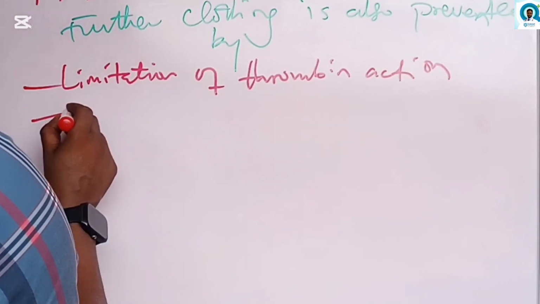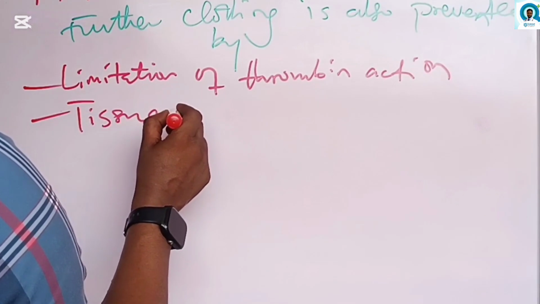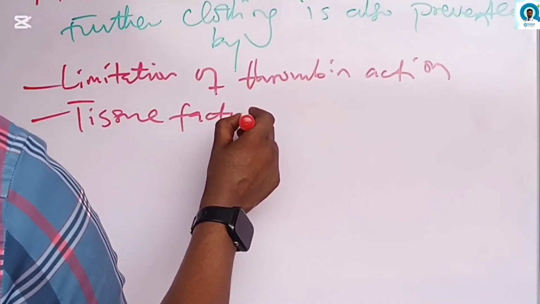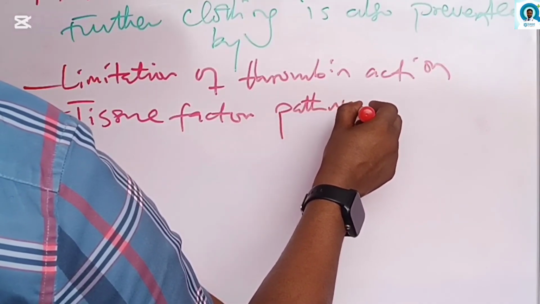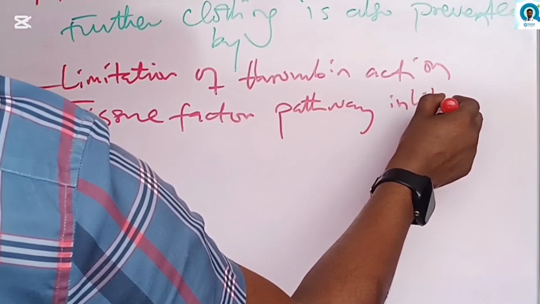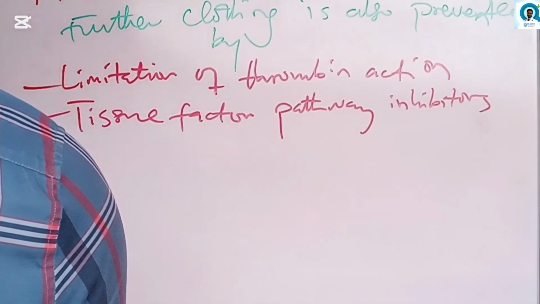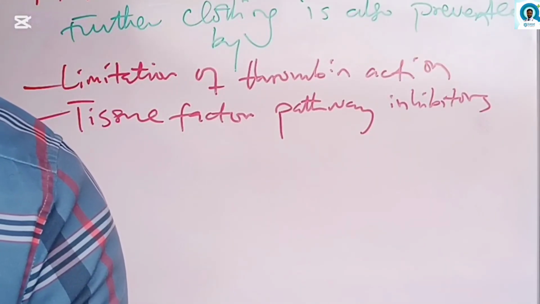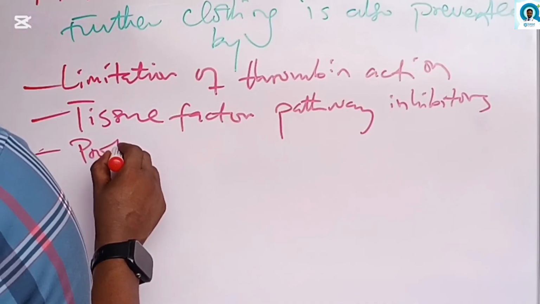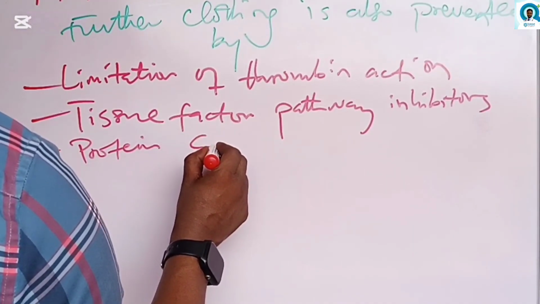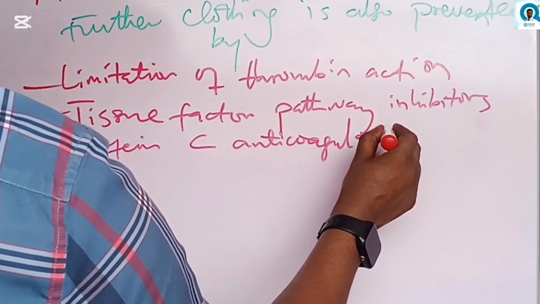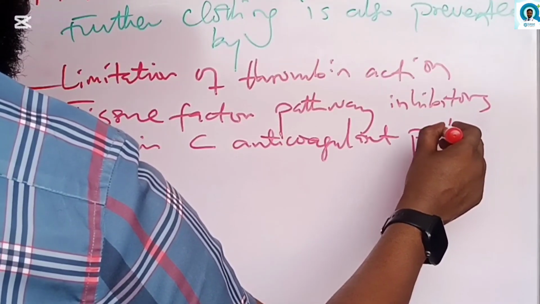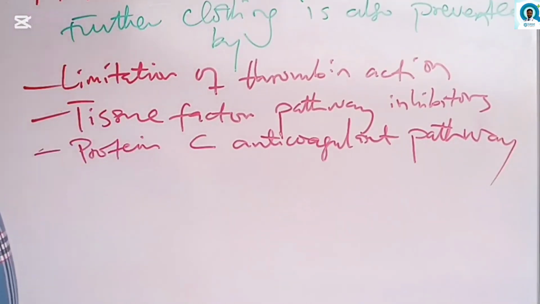Another mechanism through which further blood coagulation is prevented is through the tissue factor pathway inhibitors. That is, products of endothelial cells inactivate the tissue factor complex. Another mechanism through which further coagulation is prevented is through the protein C anticoagulant pathway, which inhibits factor 5 and factor 8. Protein S acts as cofactor in this process.